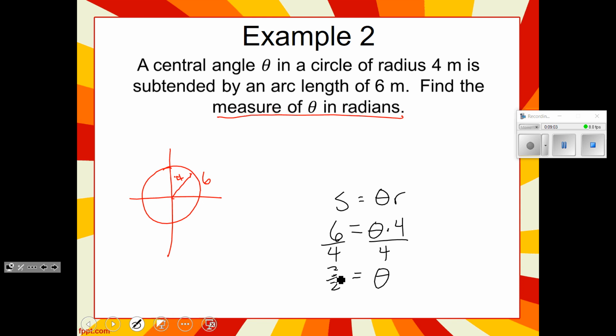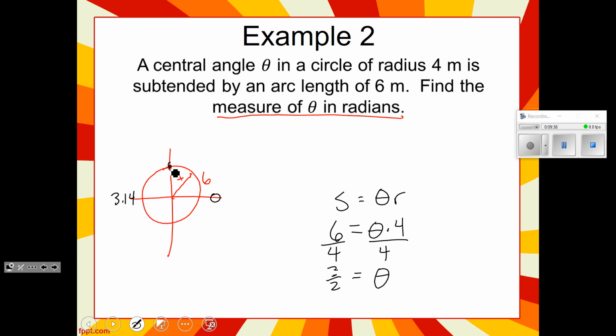Now, do not be confused, because we talked about this. It doesn't always have to be in terms of pi. I'm going to just repeat this. Where would 3 over 2 be? If this is 0, we know this is pi. But what's pi worth? 3.14. Do you understand what I'm saying?